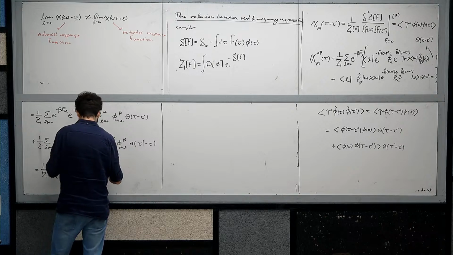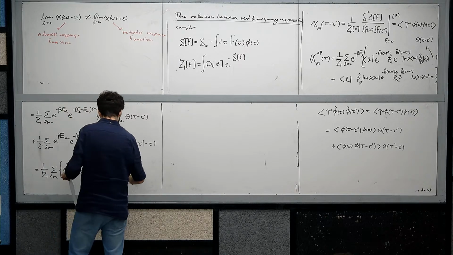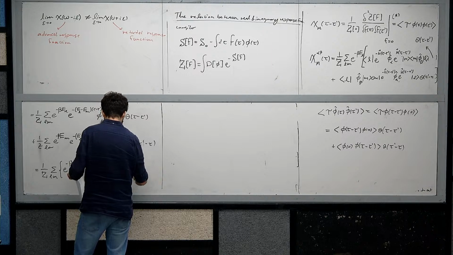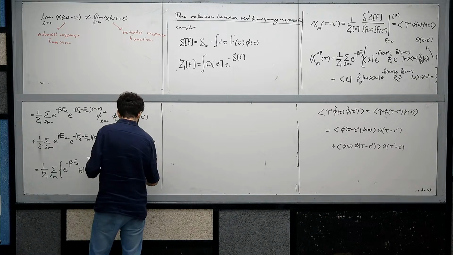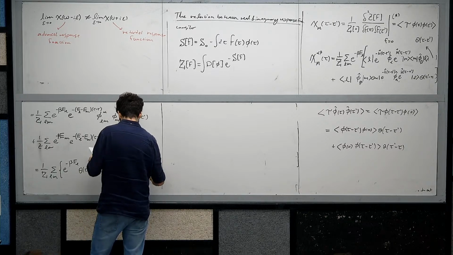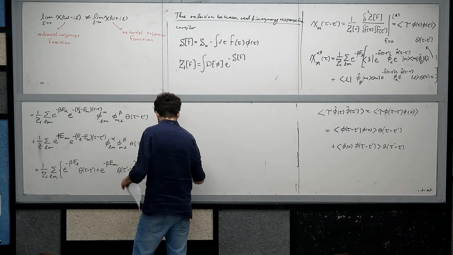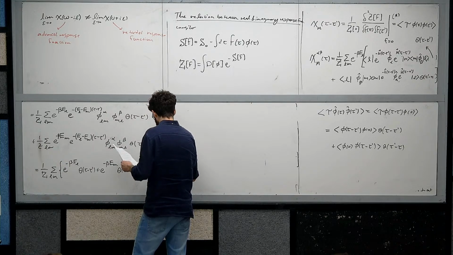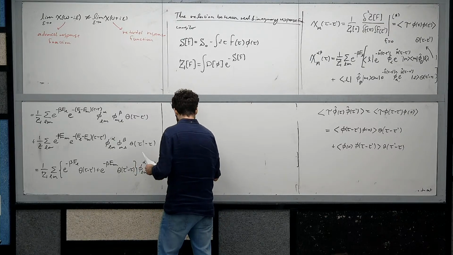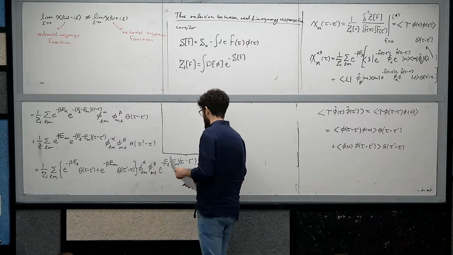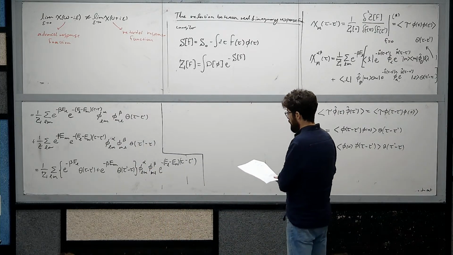plus e to the minus beta E_M, theta of tau prime minus tau, and then this whole thing is equal to phi LM alpha, phi ML beta, times e to the minus E_L minus E_M, tau minus tau prime. Okay.